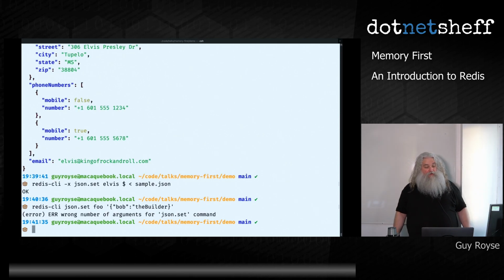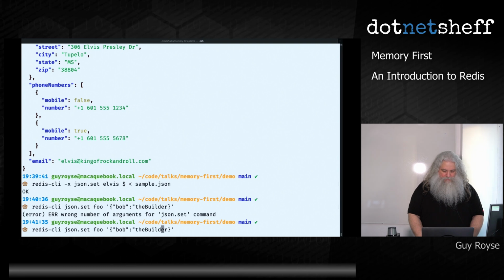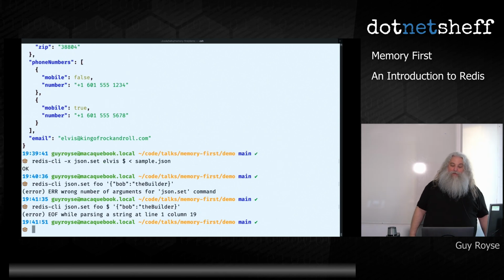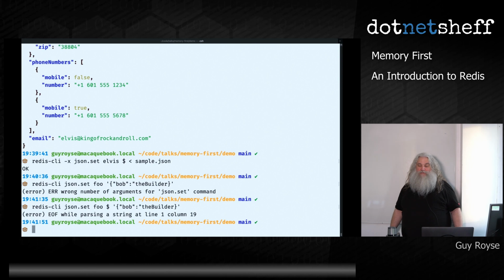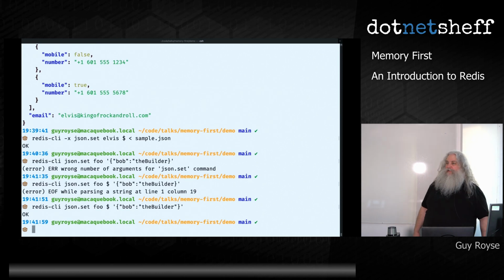It actually says it's the wrong number of arguments, so it knows that that's incorrect. Let's make sure. Actually, no, I'm stupid. We should get a better error message. And if I were parsing a string at line 1, column 19. So that makes more sense. If I put that in there, now it says OK. So it'll catch invalid JSON.